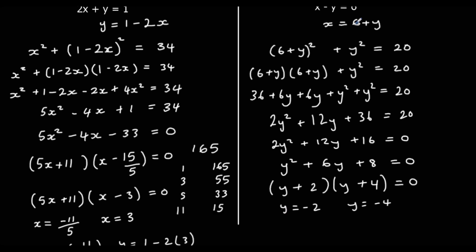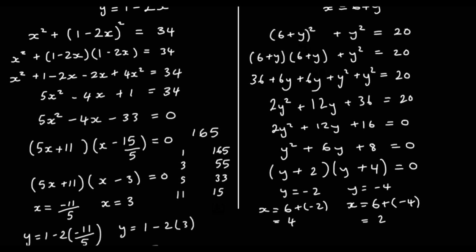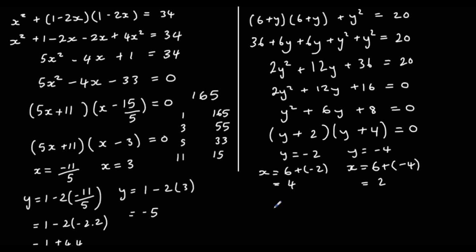So y is negative 2 or y is negative 4. How about x? x is 6 plus y. So 6 plus minus 2 is the same as 6 minus 2. So 4. And 6 plus minus 4 is the same as 6 minus 4, which is 2. So our answers, either y is negative 2 and x is 4, or y is negative 4 and x is 2.